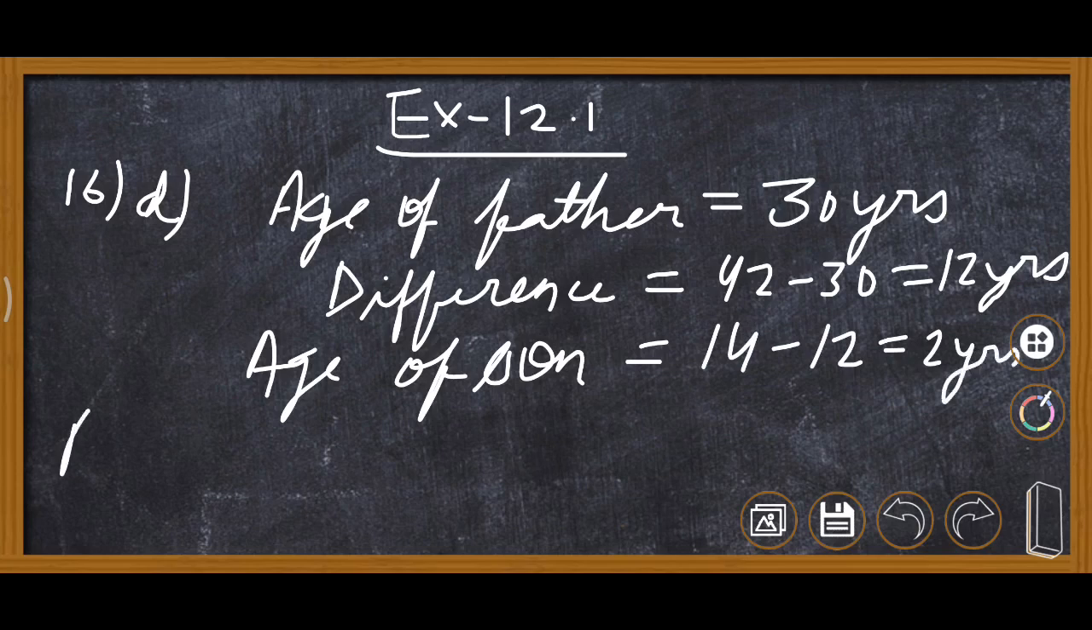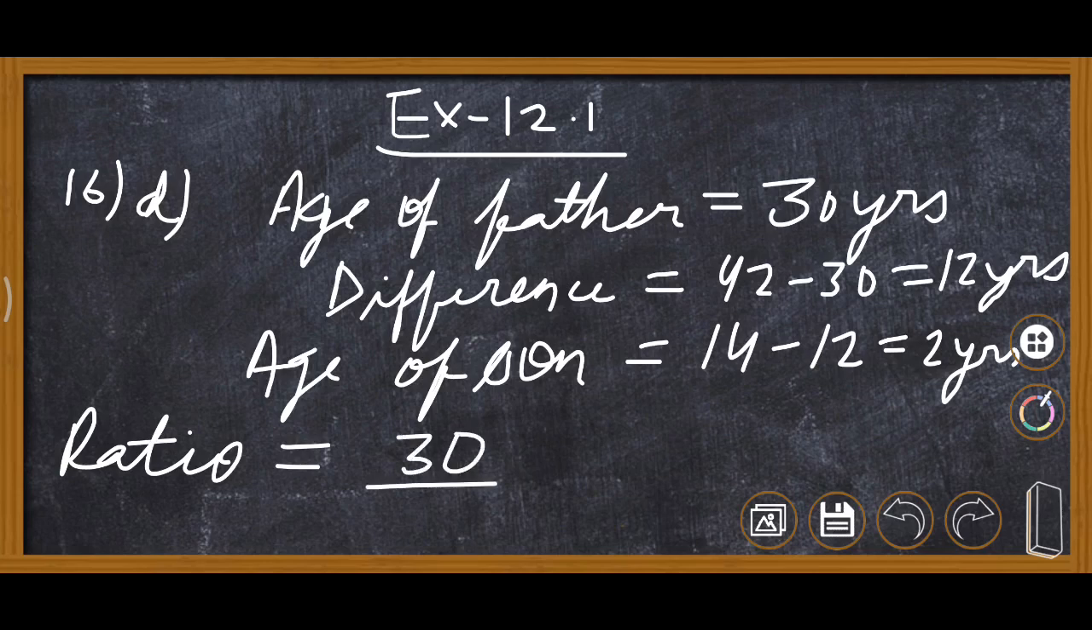Now we will calculate the ratio. The ratio is father's age to the son's age, 30/2. This will be 15, this will be 1. So 15:1.